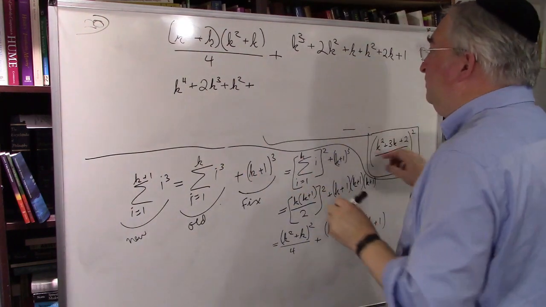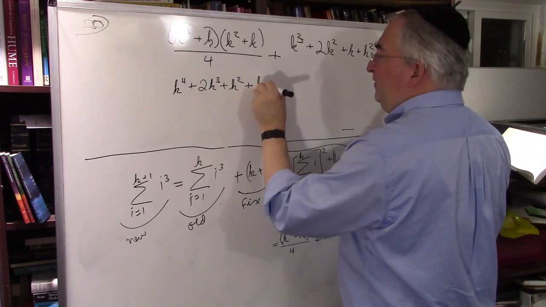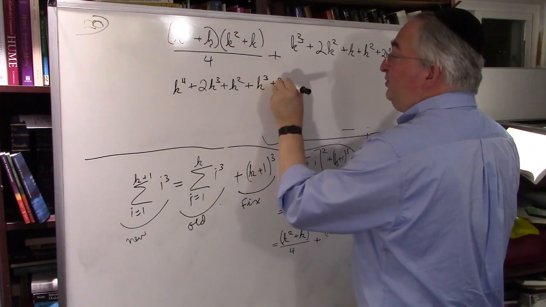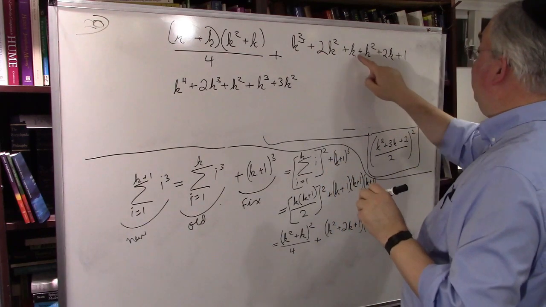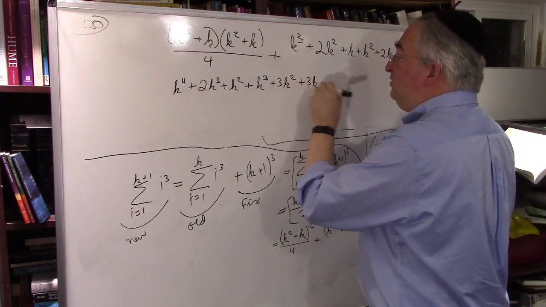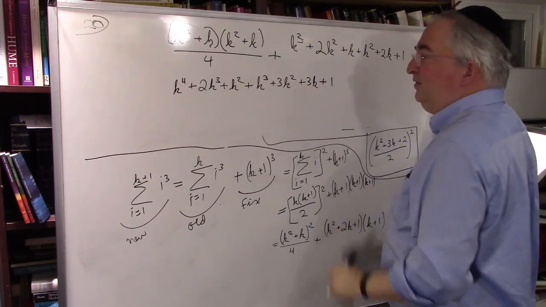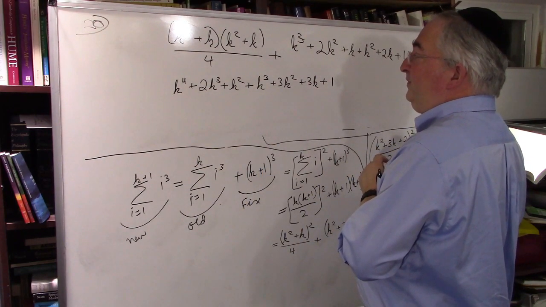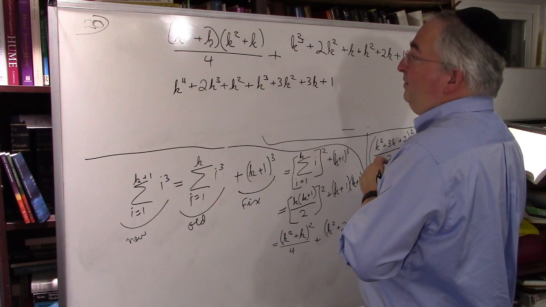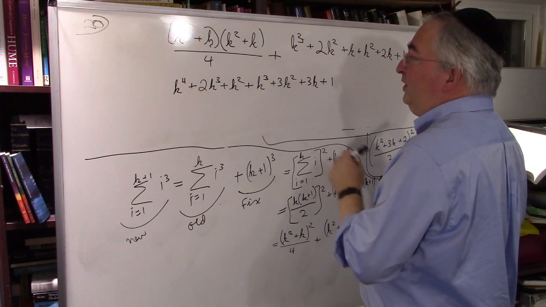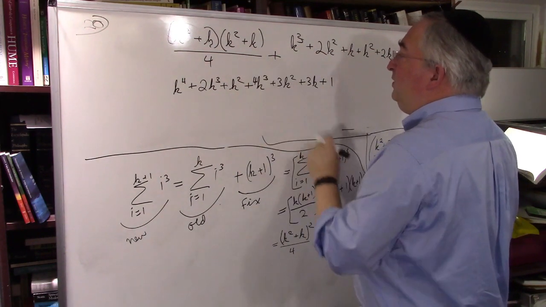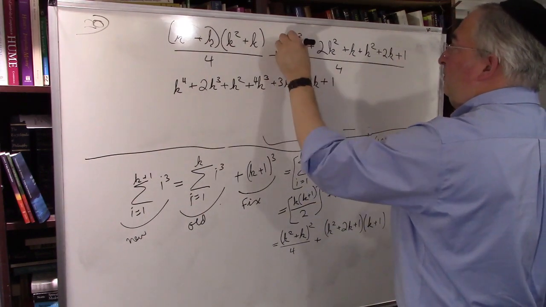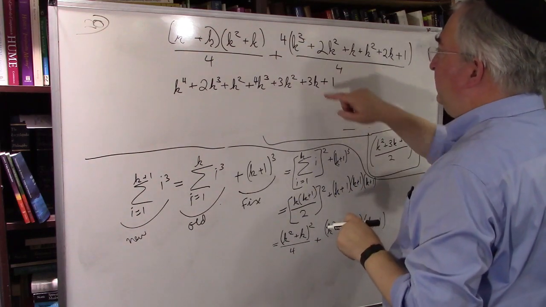Plus, let's combine like terms. There's a k to the 3rd, 3k squared plus 3k squared plus 3k plus 1. Good Lord. Okay, let's continue. Oh, damn. I forgot to multiply by 4. I'm sorry, I want to multiply by 4. Put a 4 over here. I'm multiplying by 4, so I'll put a 4 over here.